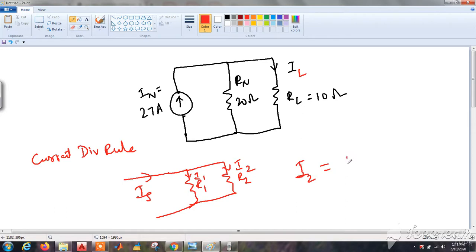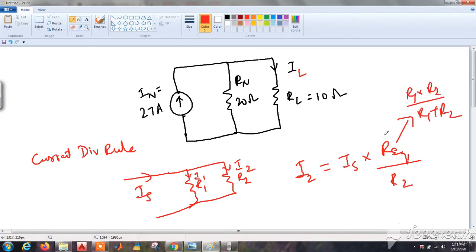As per the current division rule, I2 will be equal to the source current multiplied by the equivalent resistance, divided by the resistance of the branch in which I2 is flowing, R2. So we have to write R2 here. Where R equivalent is, since R1 and R2 are connected in parallel, R1 into R2 divided by R1 plus R2. So let's apply this current division rule in this circuit to find the current IL.